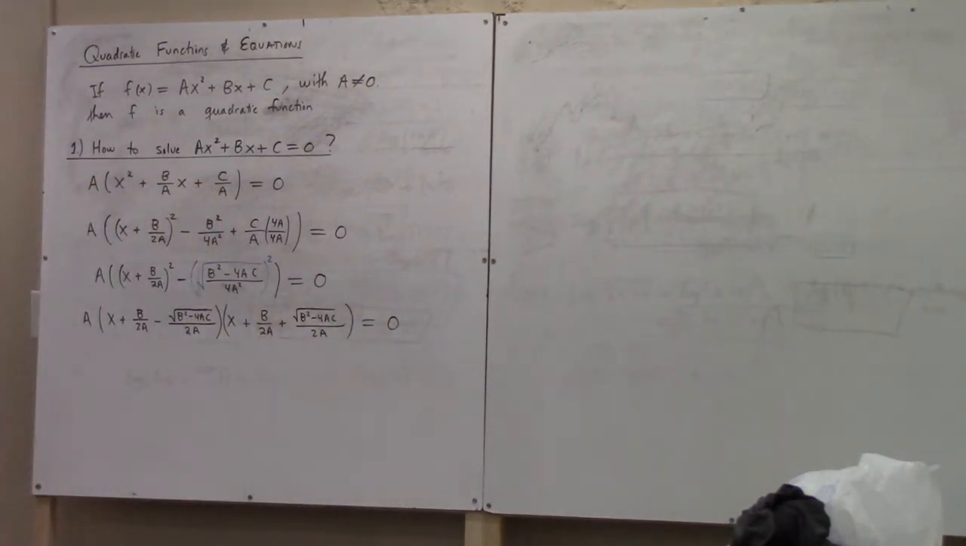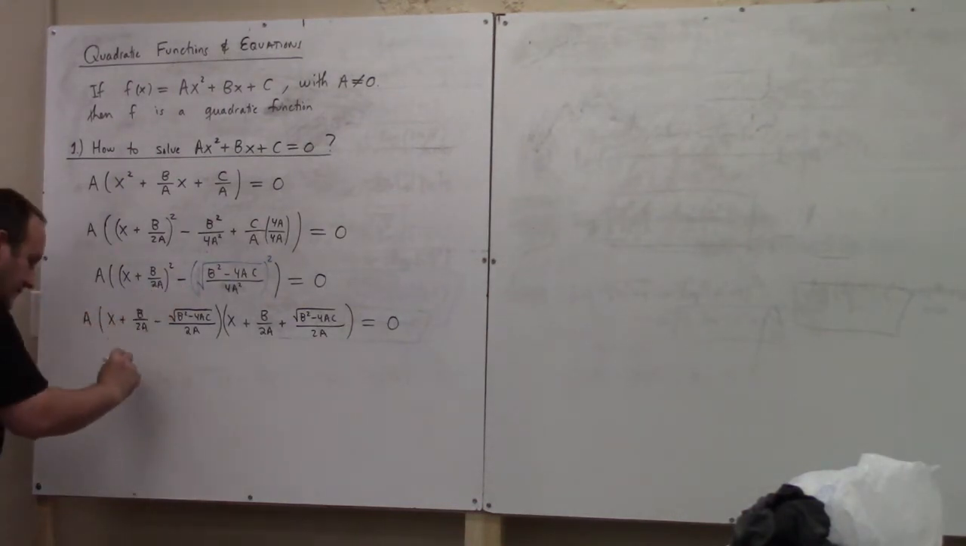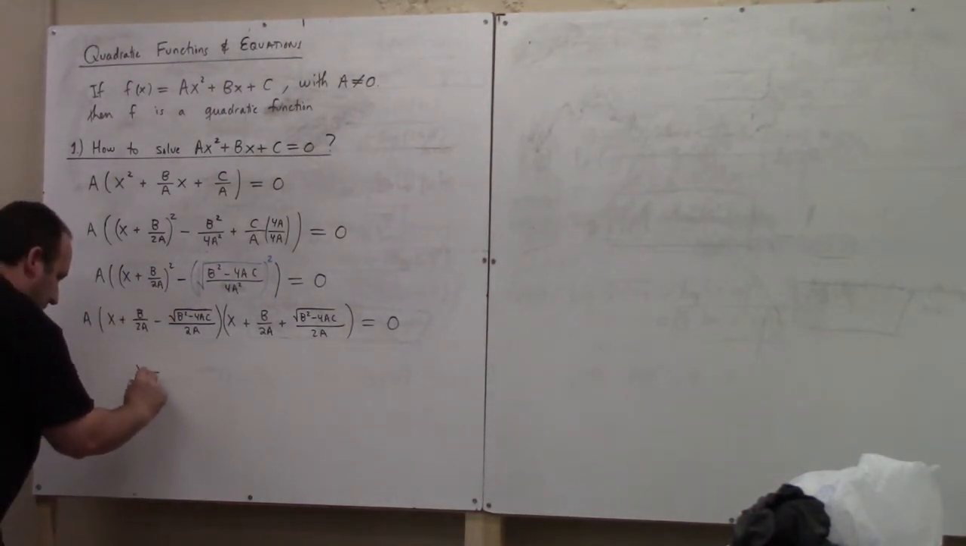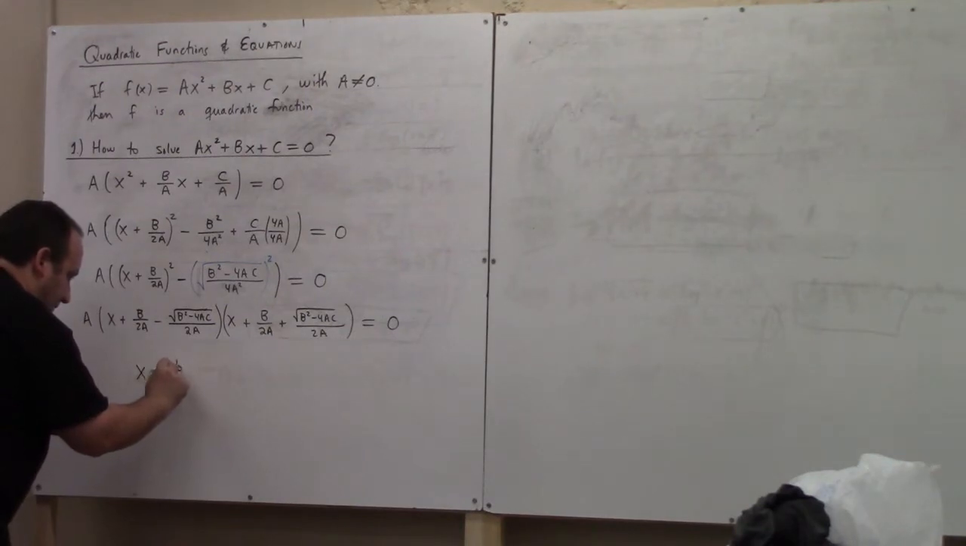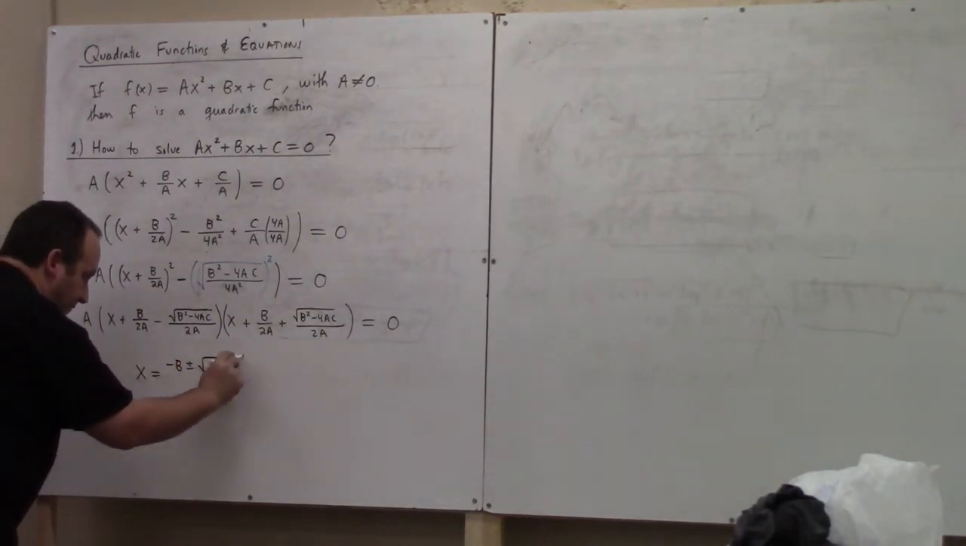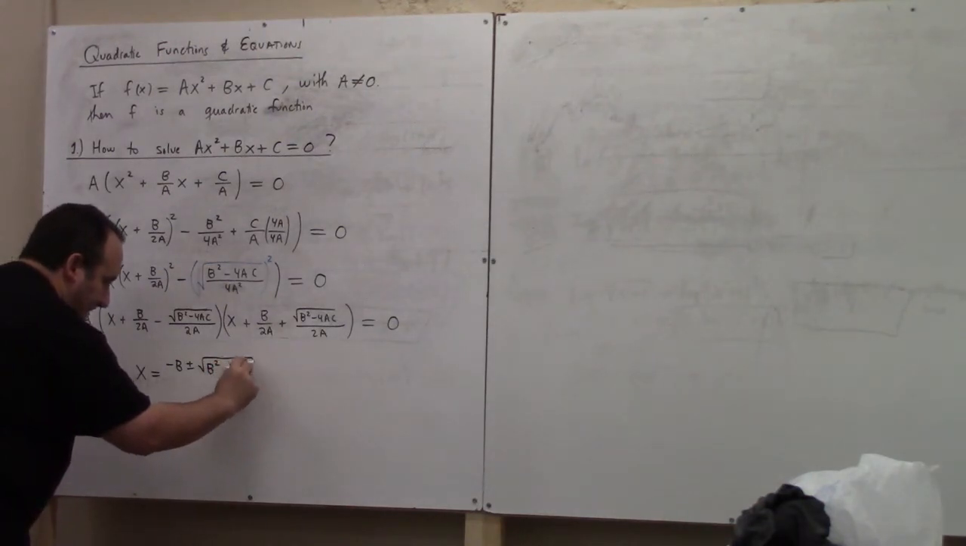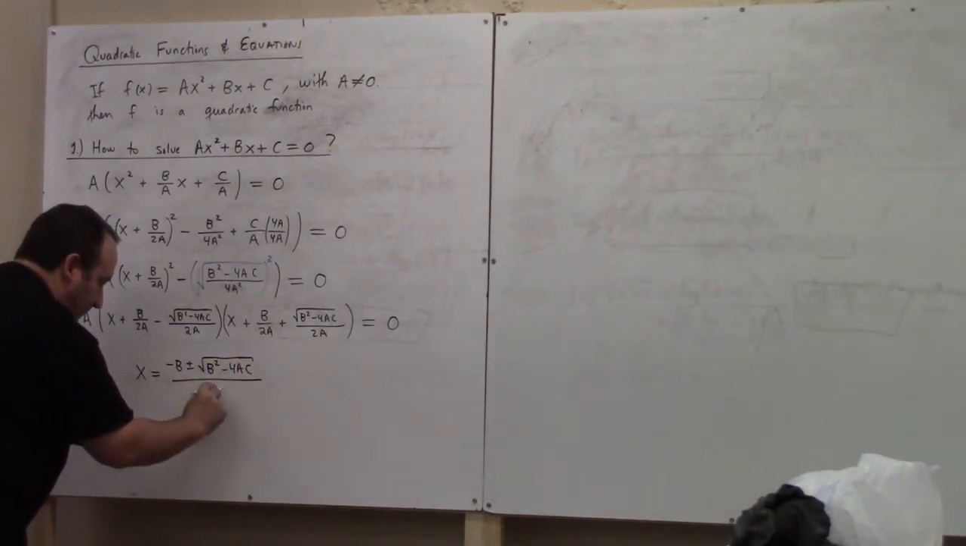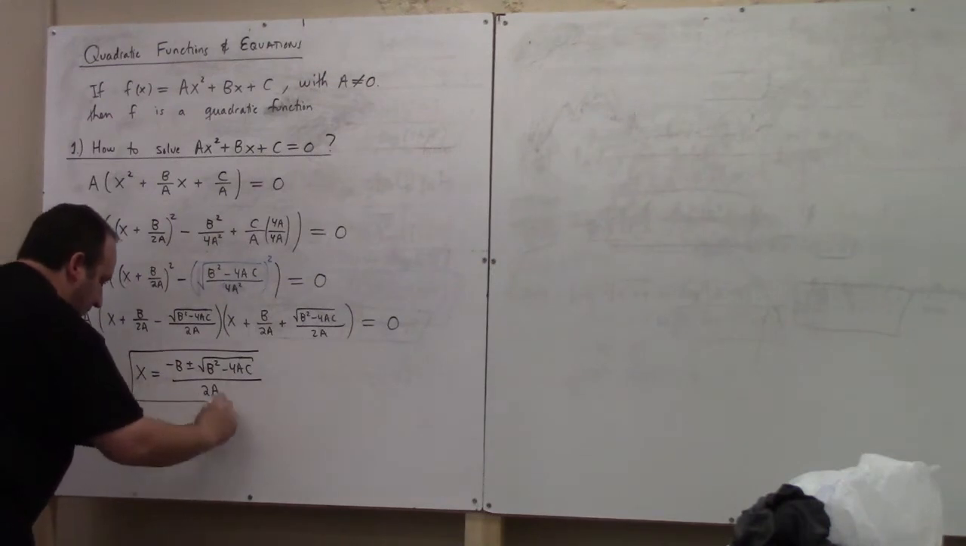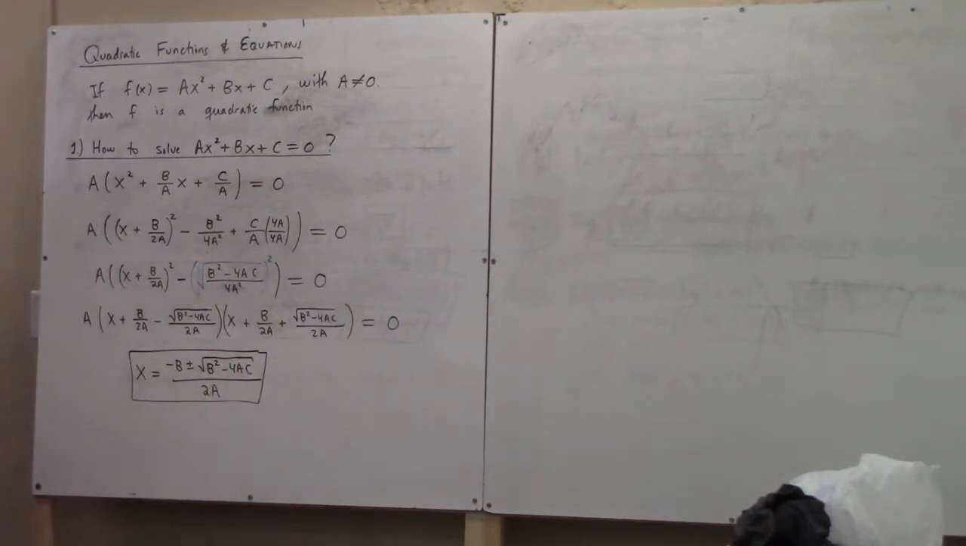So how can these factors be 0? The only way the factors can be 0 is for either one or the other to be 0. And we can see from this formula that apparently x is equal to minus b plus or minus the square root of b squared minus 4ac over 2a, right? And that, of course, is the rather famous quadratic formula.